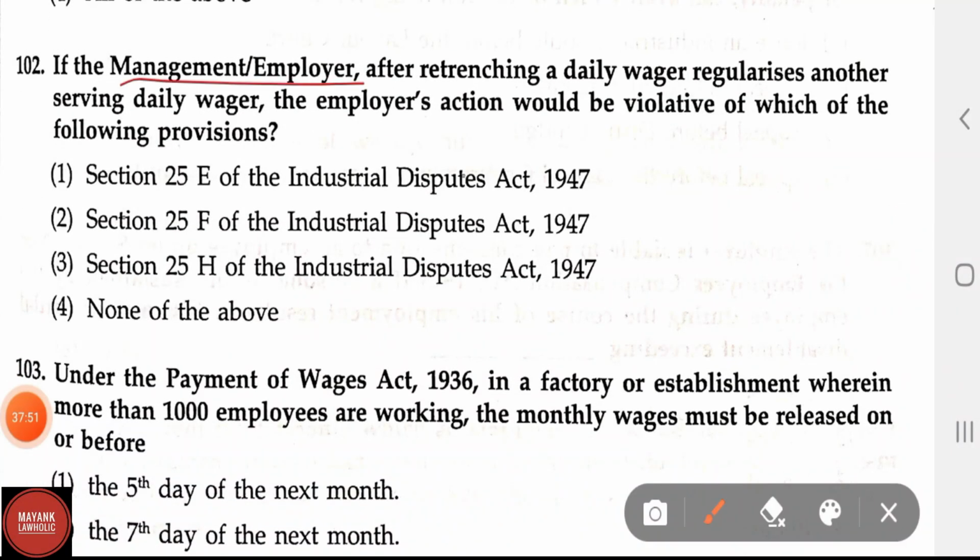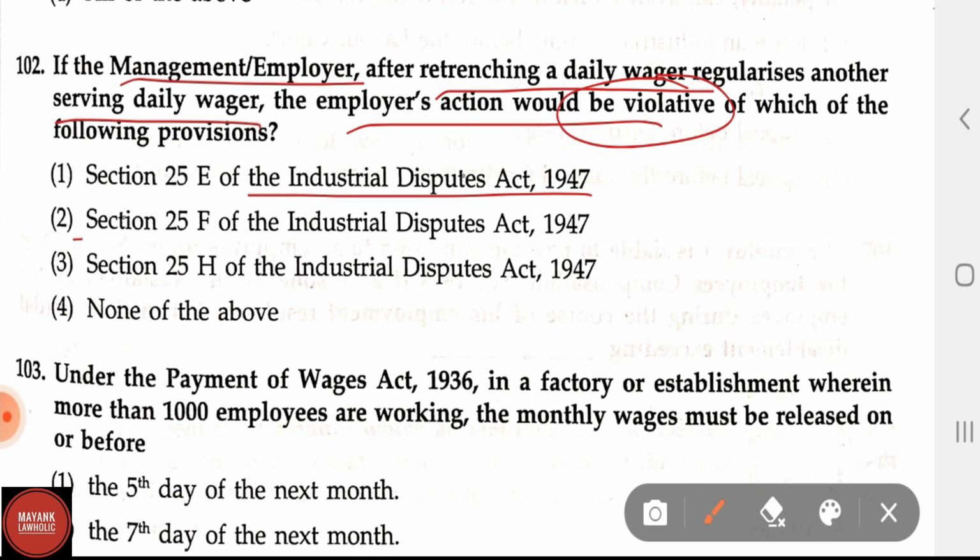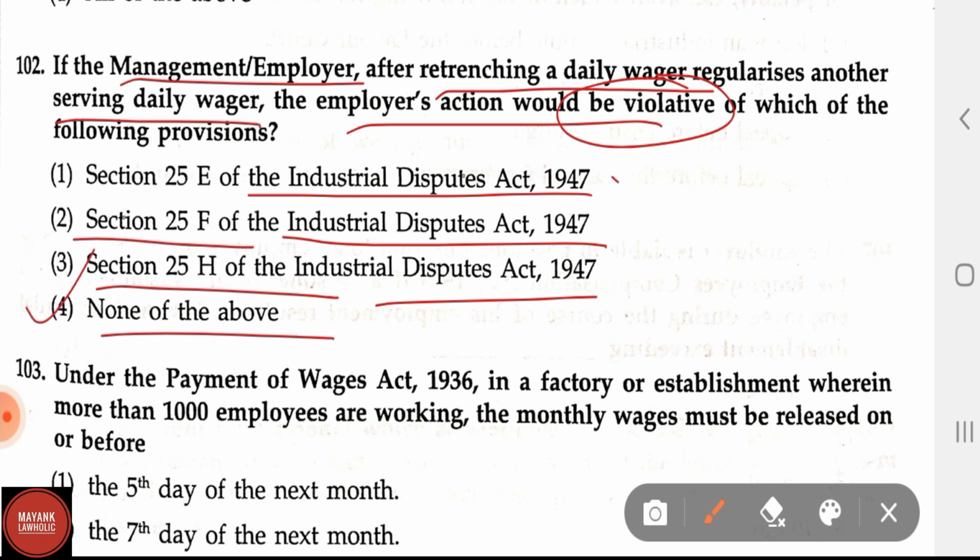If the management or employer, after retrenching a daily wager, regularizes another serving daily wager, the employer's action would be violative of which of the following provisions? Options are Section 2(e) of the Industrial Disputes Act 1947; Section 25F of the Industrial Disputes Act 1947; option 3, Section 25H of the Industrial Disputes Act 1947; and option 4, none of the above. Here the answer is none of the above.